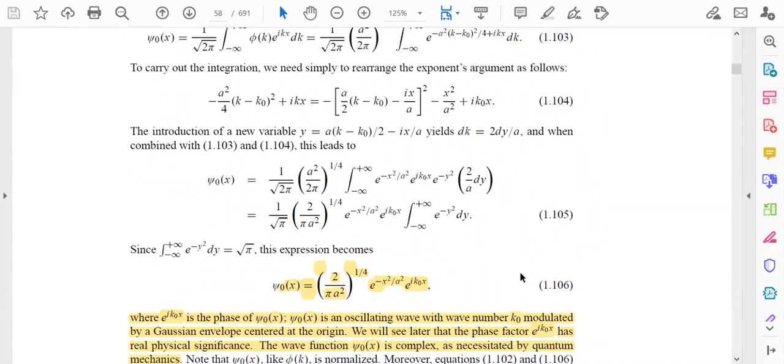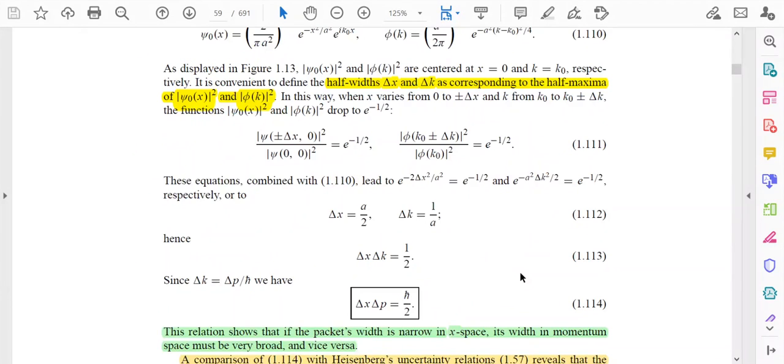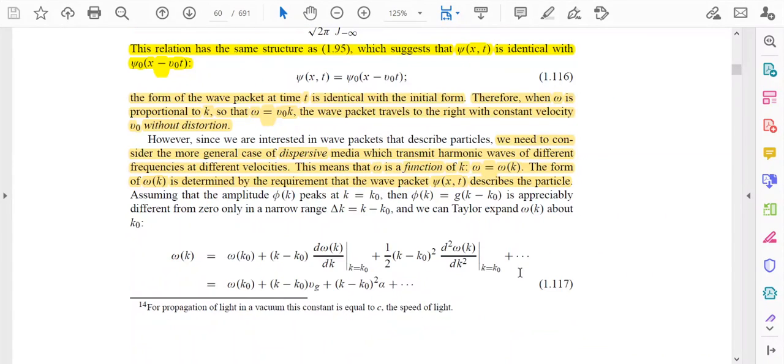Later, we have shown that there was a term omega in equation 1.95, in the expression of the wave packet. Now omega is a function of the wave number k, that is omega is equal to omega(k), and this is true for the case of dispersive media. So if omega is a function of k, then omega(k) can be expanded in a Taylor series, which was given in equation 1.117. Actually, we have already discussed all these things in our previous lectures.